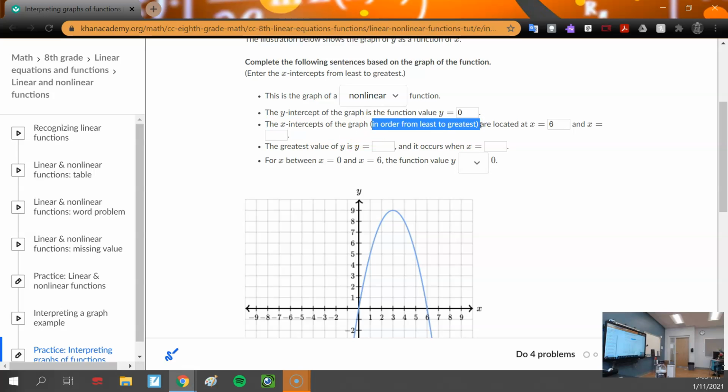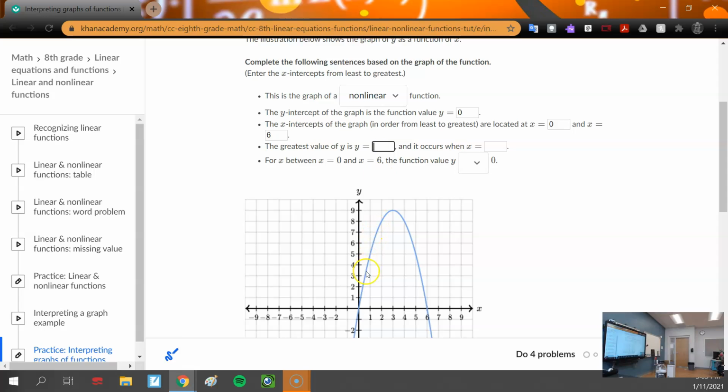This is where some of you are going to get frustrated. If you don't read the directions, not my fault you got it wrong. So I can't do 6, 0. I need to do 0 and then 6. I need to put them in order, because when we read graphs, we read left to right, guys. Just like you read language, we read left to right.